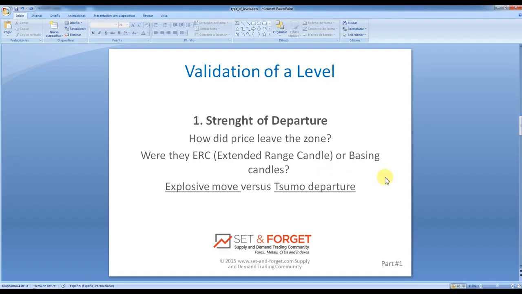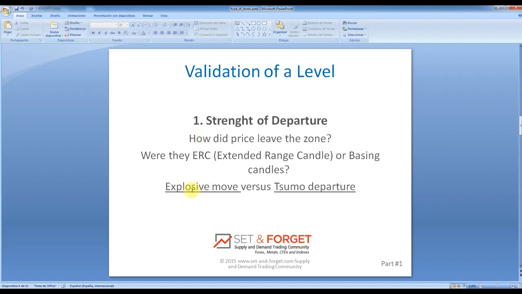So we'll start with the first one, which is let's say one of the most important variables, and that is the strength of departure. When we look at a chart, we have to always ask the same questions over and over again. So the question we should ask when we look at the candles, on any given chart, should be things like, how did price leave the zone?